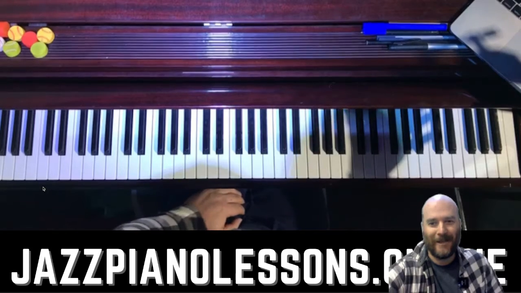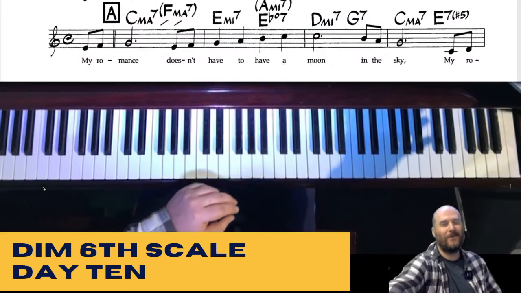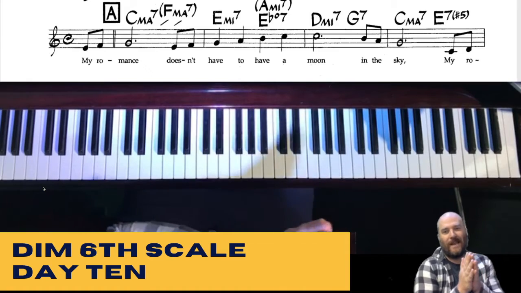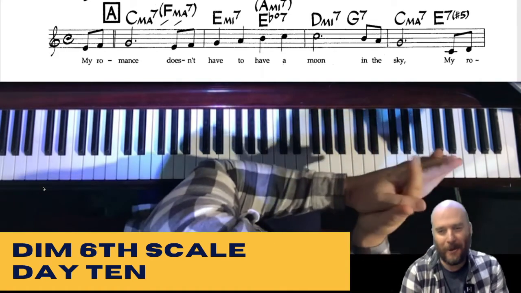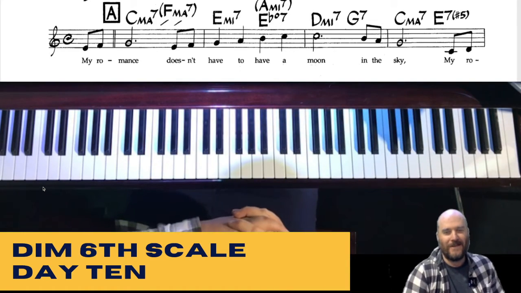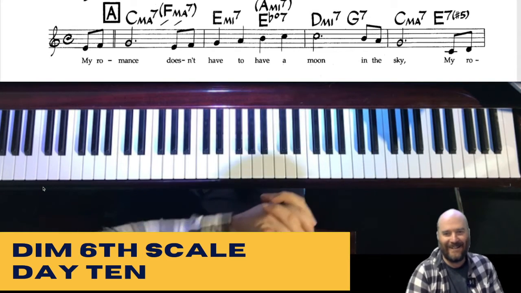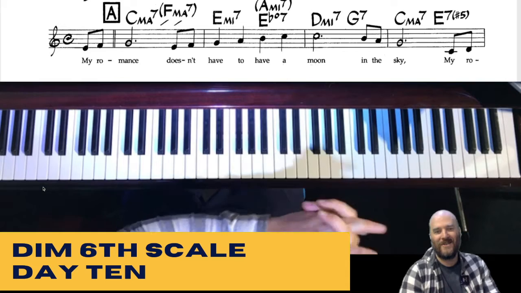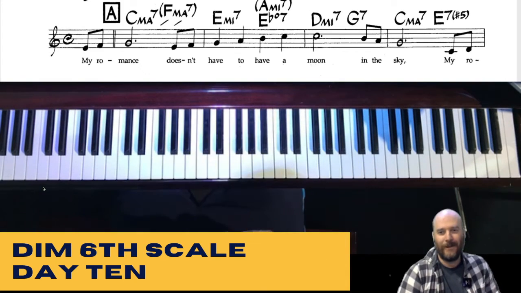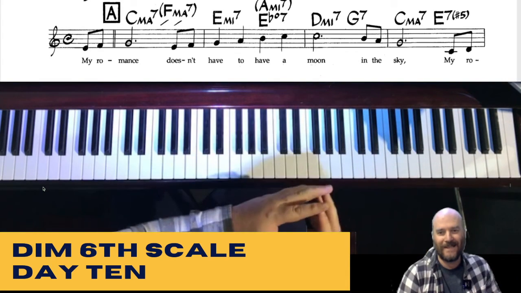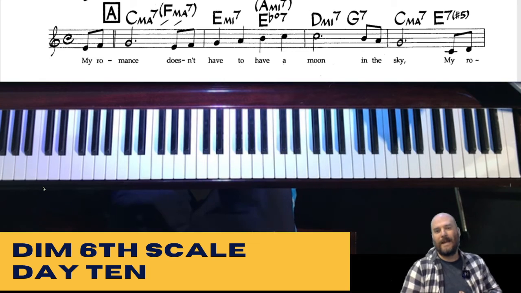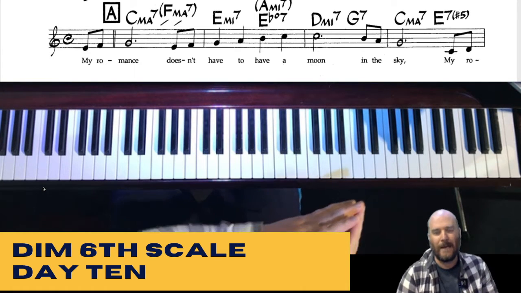We've made it. All right, we're going to look at My Romance. I decided to look at a piece of music that was in the key of C. I thought that might be a little bit easier for us all, including myself. And as we get to know the diminished sixth scale, and as you get to know it a lot better, you'll be able to work all this in multiple keys. But hey, let's look at My Romance. It's a great tune anyway.